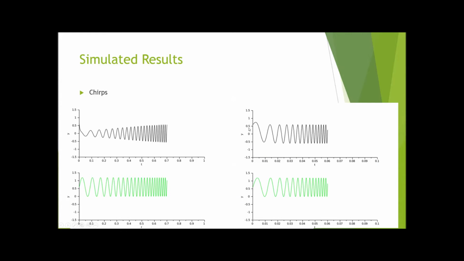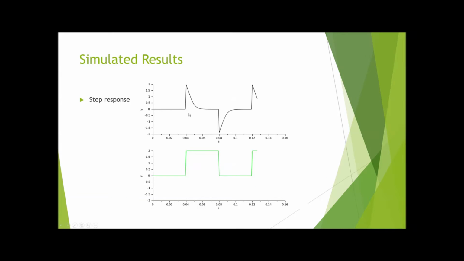We have chirp input, and at low frequency here, we can see a very clear envelope showing the high pass characteristics, and also a very constant envelope for very high frequency. The step response is also very ideal for this high pass filter. It shows a differentiator characteristic.